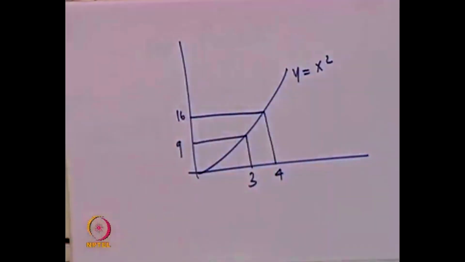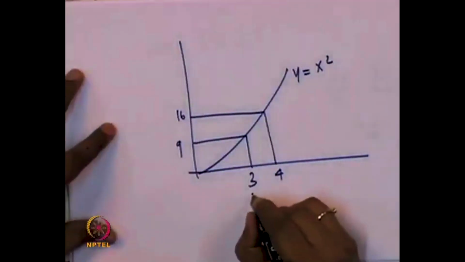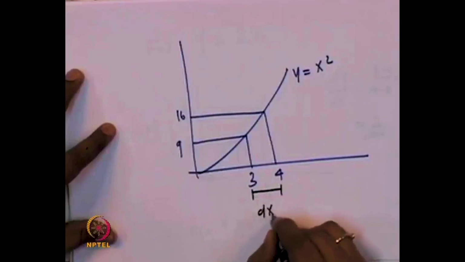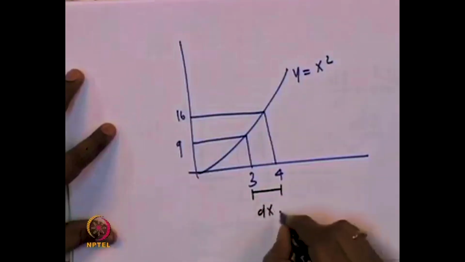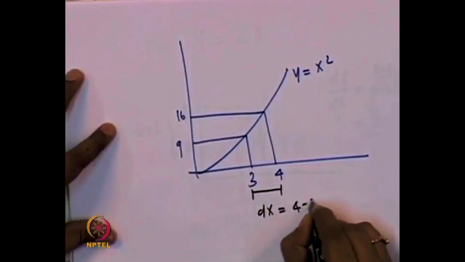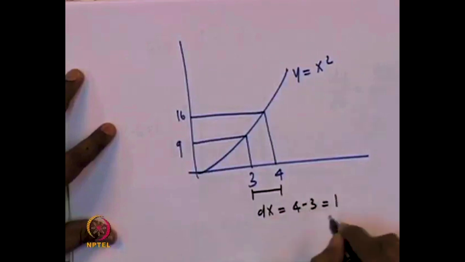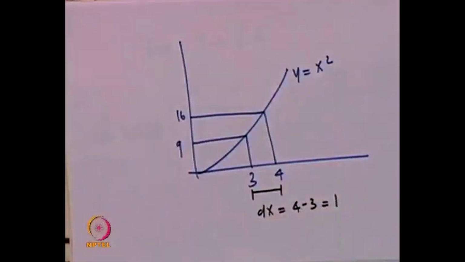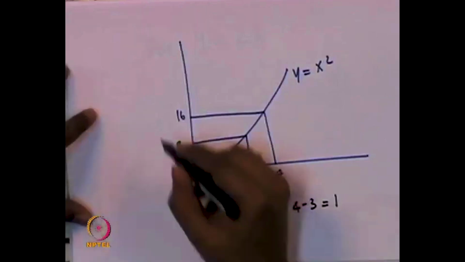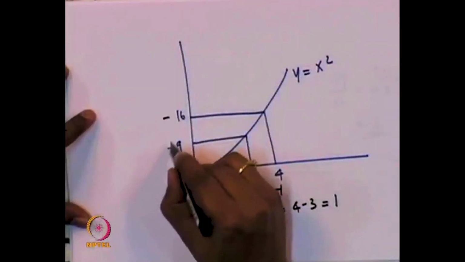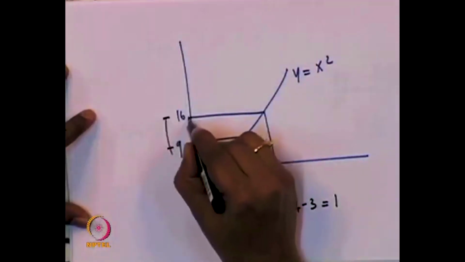Now, let us calculate dy by dx. So, what is dy by dx? What is dx? dx is nothing but this amount. How much is the change in x? This is nothing but 4 minus 3, which is 1. So, dx is 1. Now, what is the dy? The dy is this amount, this much is the dy.